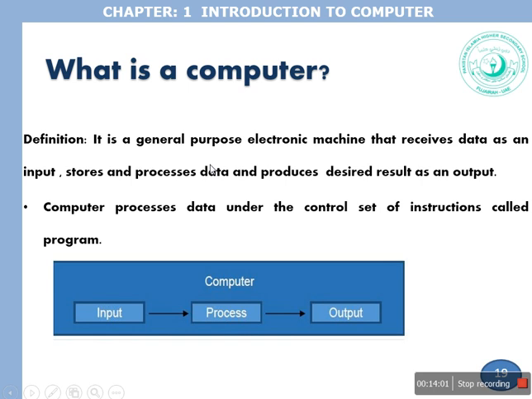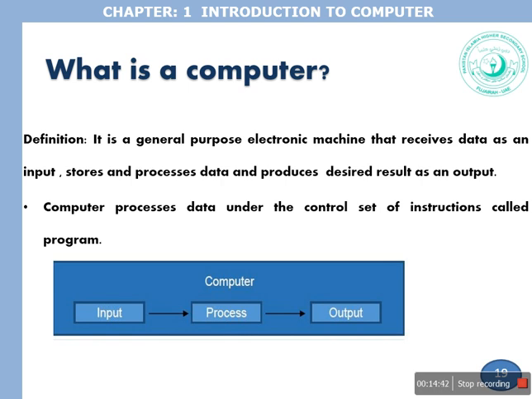If I define a computer, actually it is a general purpose electronic machine. General purpose electronic machine means that it is used in many fields of life, in the medical field, in engineering fields, for research. It is not a particular purpose electronic machine. Even students, teachers and businessmen can use it. It receives data as input. We provide data, it stores the data, processes the data and produces the desired result as output.